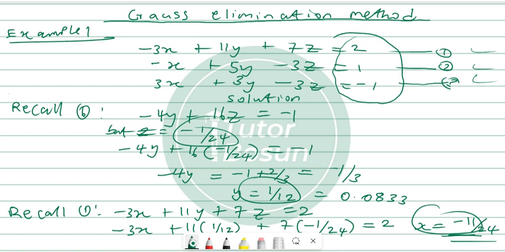So that will mark the end of this lesson, and in the subsequent lesson we will be discussing probably another example on the Gauss elimination method, or we move to another method of solving systems of linear equations.